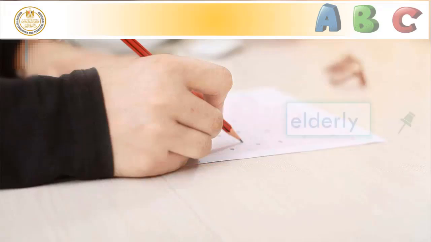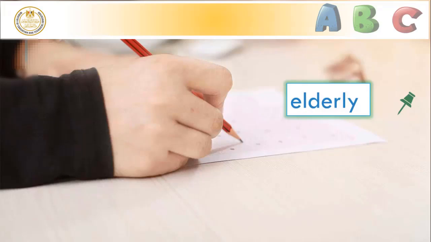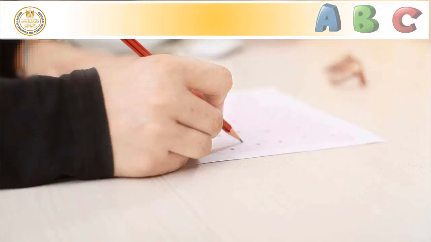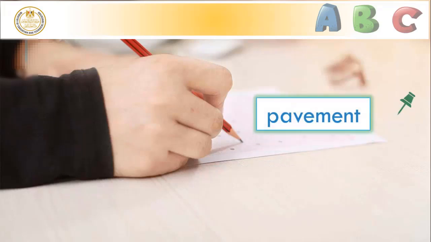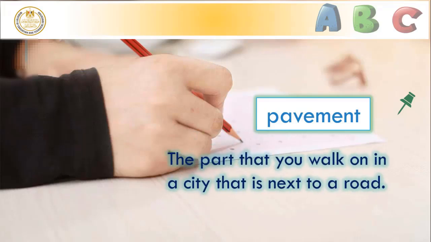Next, elderly. It means old. The synonym is old or becoming old. Next, pavement. It means the part that you walk on in a city that is next to a road. Let's translate. The part that you walk on, الجزء اللي انت بتمشي عليه.